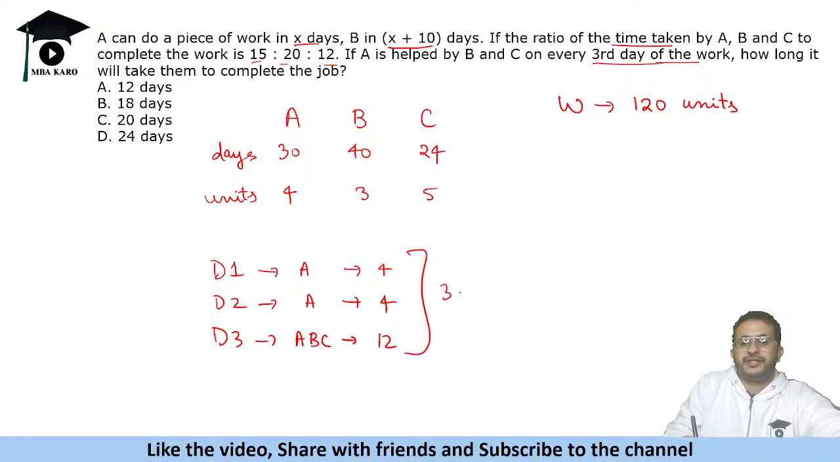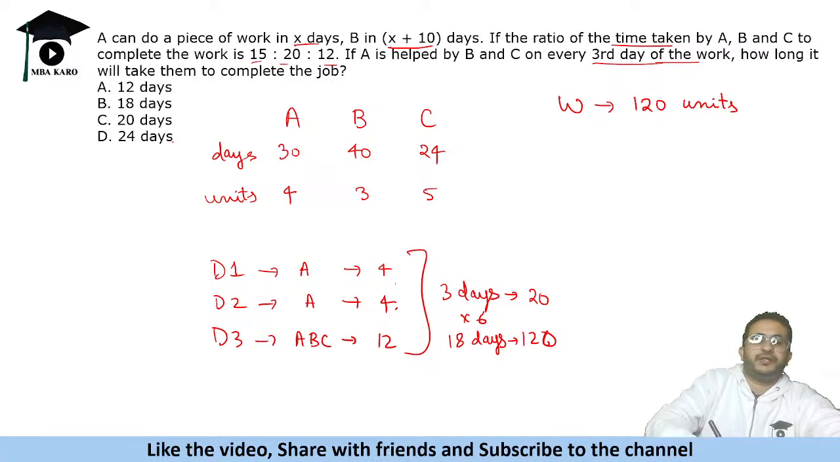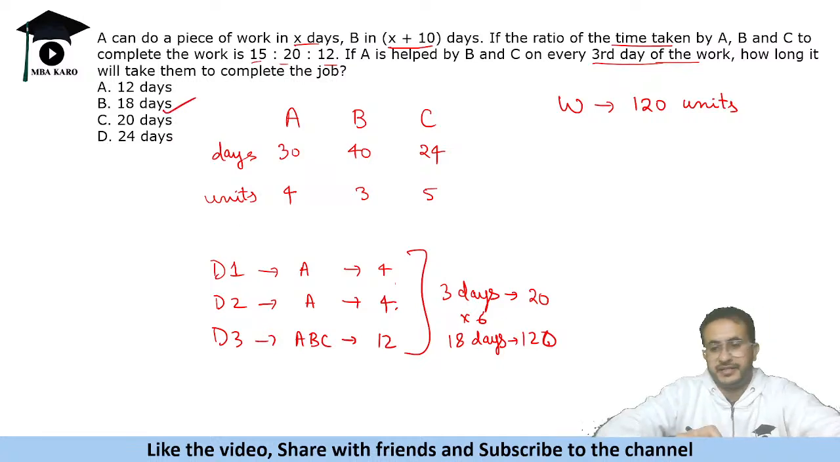So, in 3 days, they complete 8 plus 12, 20 units, right? Total work कितना है? 120 units. So into 6 हो जाएगा. So that means 18 days they will complete 120 units. So the answer is 18 days.